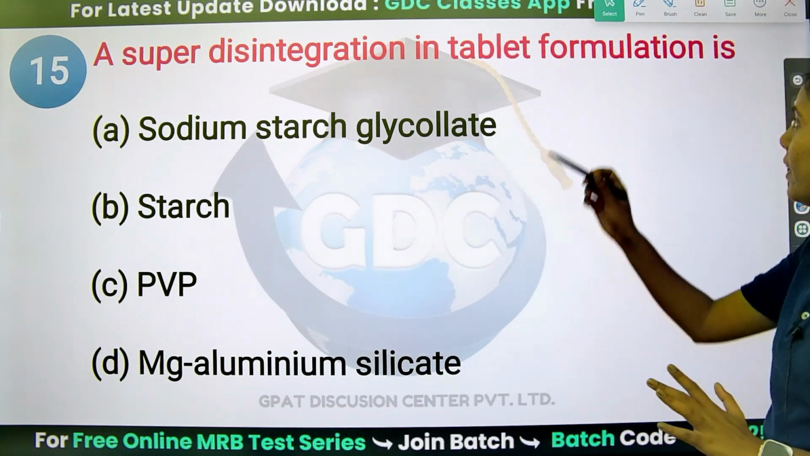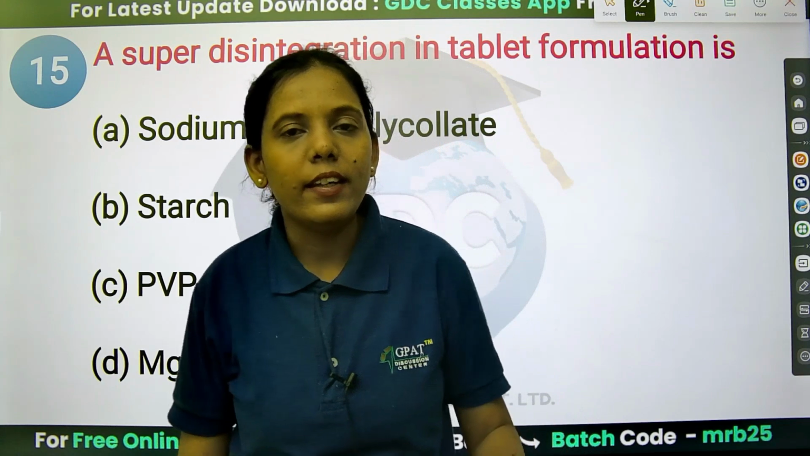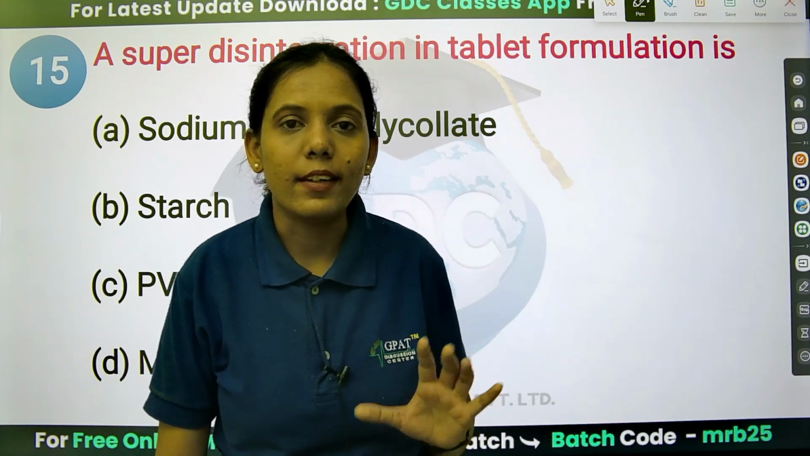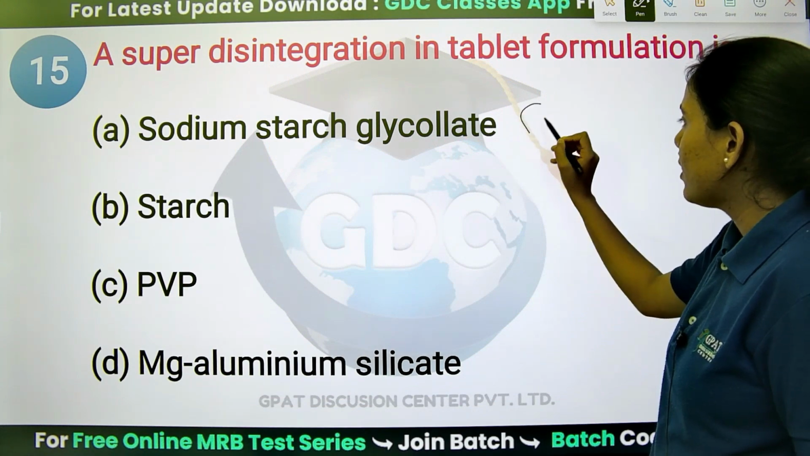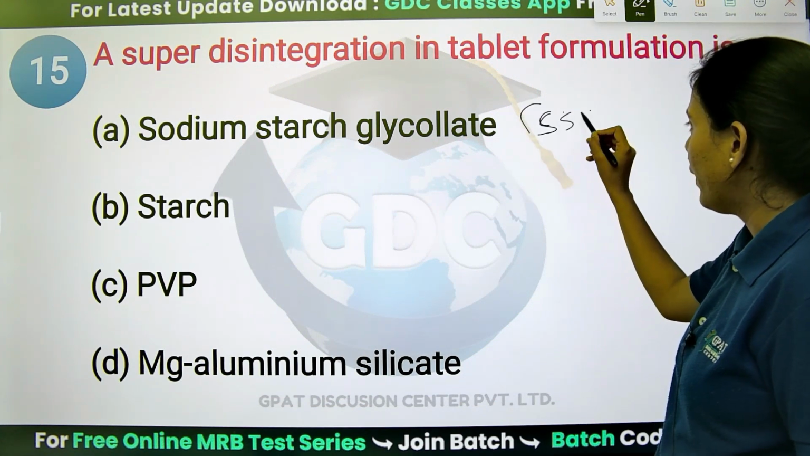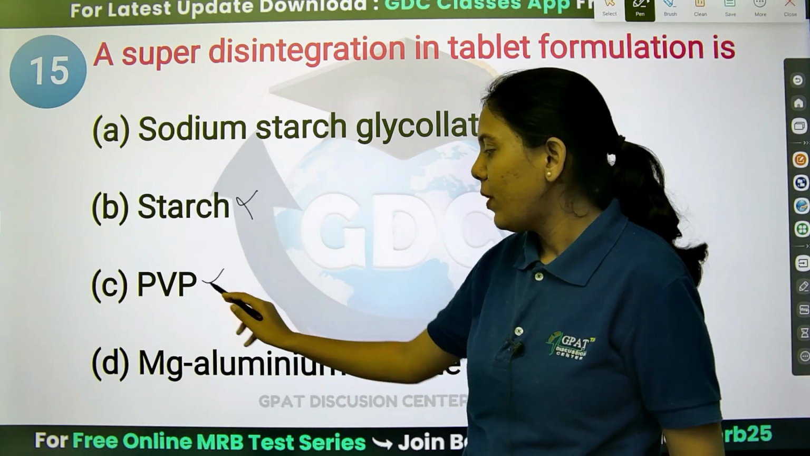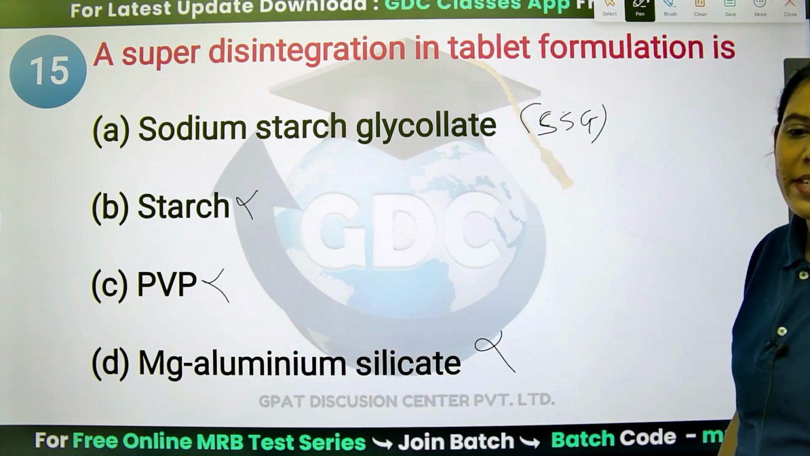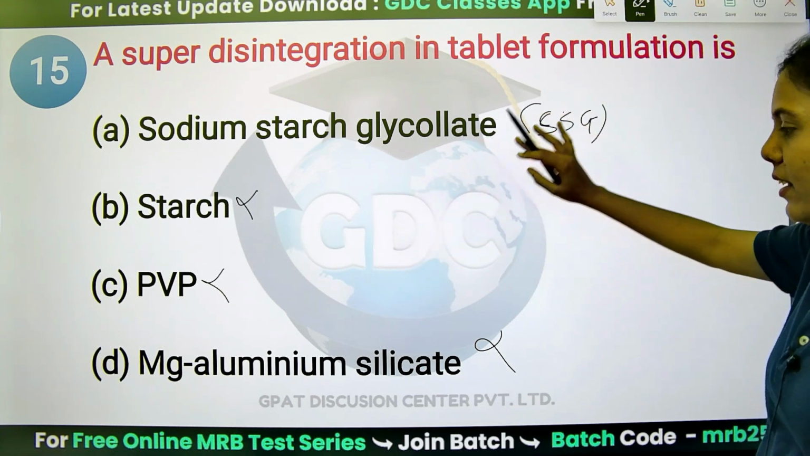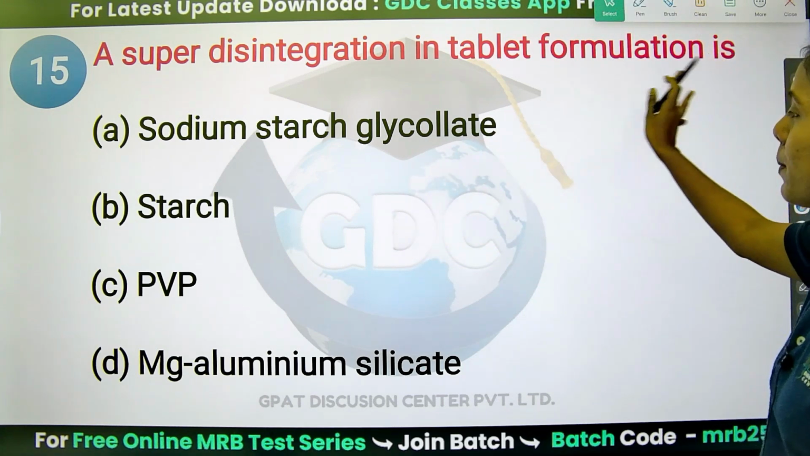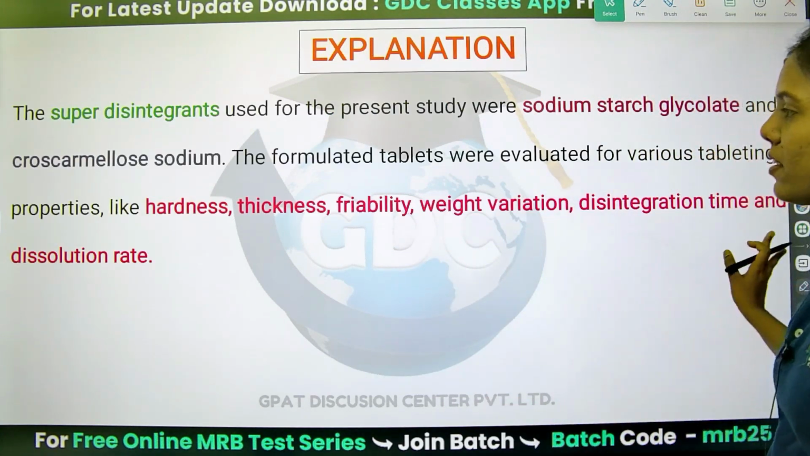Okay. A super disintegrant in the tablet. We have already seen there are various disintegrants and there are various super disintegrants. So first is sodium starch glycolate. Yes. So SSG is the super disintegrant. Okay. It is available as type A and type B. Starch, it is not there. PVP, it is not there. And magnesium aluminum silicate, it is not there. Okay. Starch acts as a binder, PVP is a disintegrant, right? So these are the disintegrants, but they are asking super disintegrant is nothing but sodium starch glycolate.